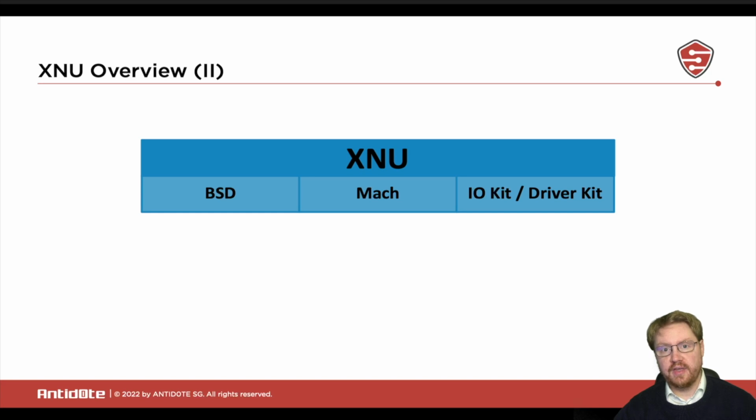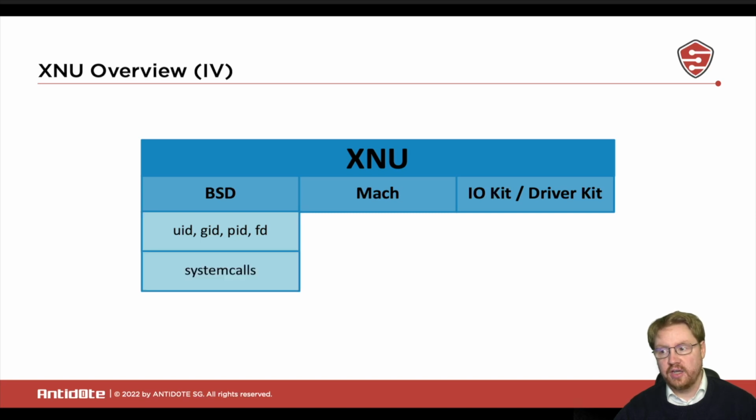So the first part, the BSD part, is much like any kind of Unix-style operating system like BSD or even Linux. When you deal with entities, you reference them via identifier numbers like the user ID, the group ID, the process ID, the file descriptor, and so on. And when you call functions, you do this in the form of system calls as part of the kernel.